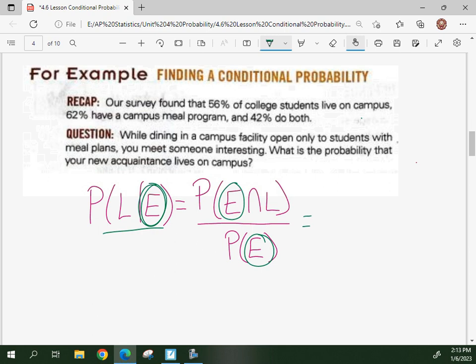So we know the probability that they both happen at the same time. That's that 42%, 0.42. We know the probability that they have a meal program, 0.62. We don't have to do anything where we subtract 0.62 minus 0.42 like when we made the Venn diagram. It's just the entire percentage of students who have a meal program. And so we get a probability of 0.6774, or a 67.74% chance that this person we're talking to in a campus dining hall also lives on campus.